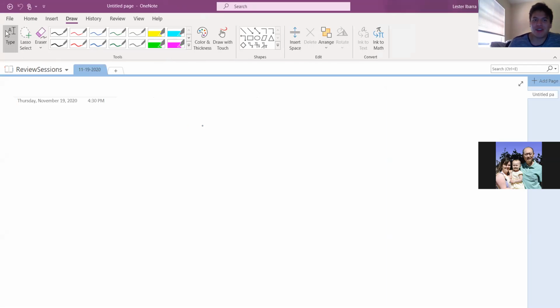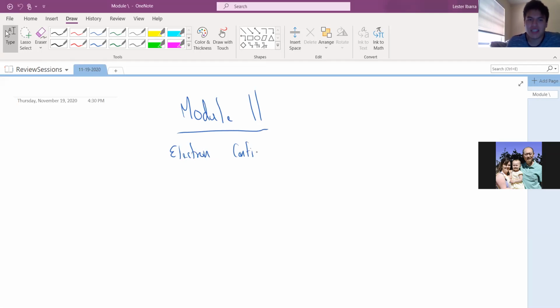So first thing, we're going to review module 11. Module 11 tackles two general topics: electron configuration, and then quantum numbers. So let's review electron configuration first.